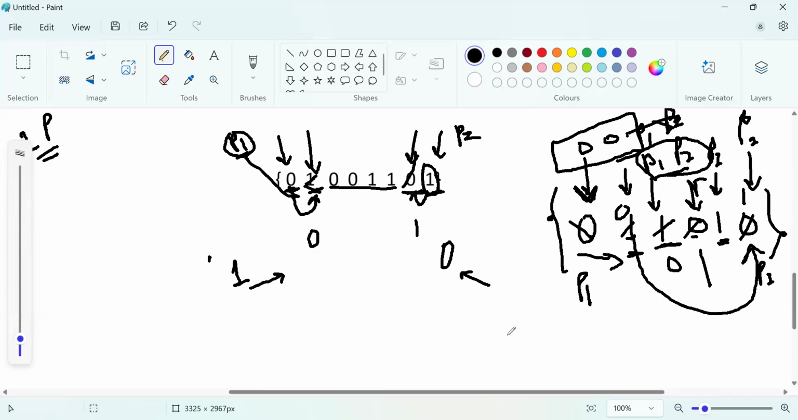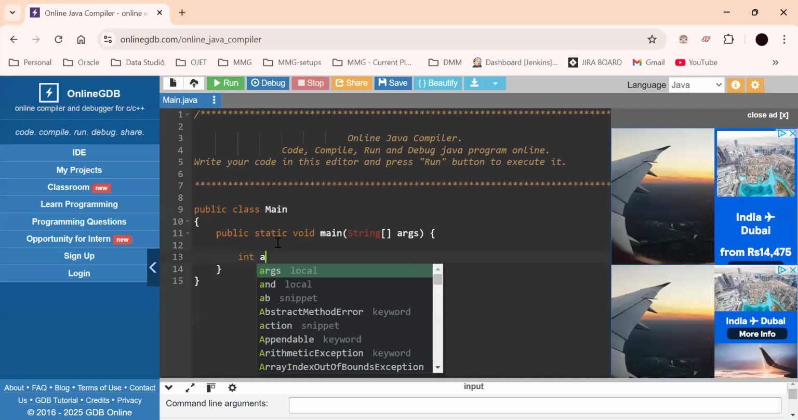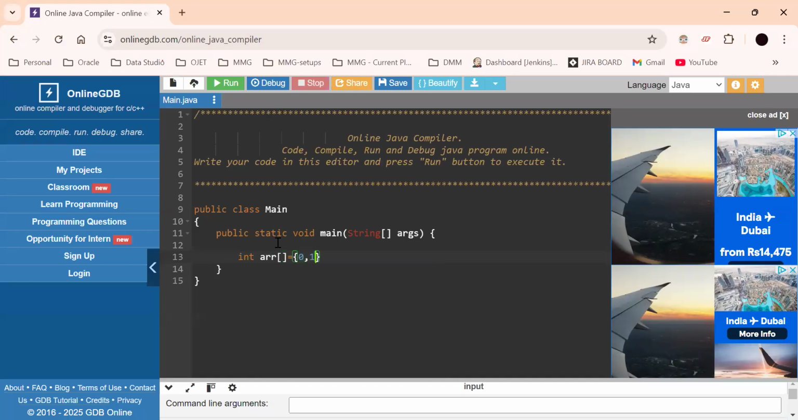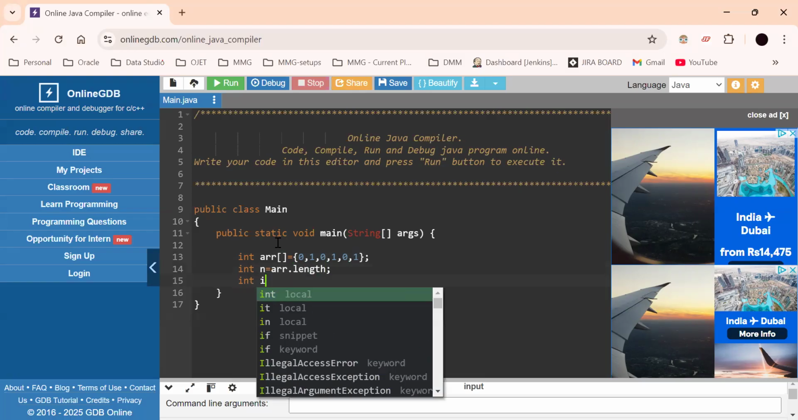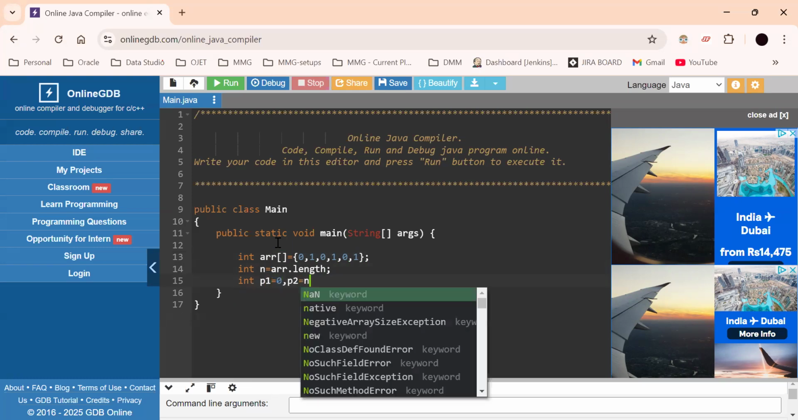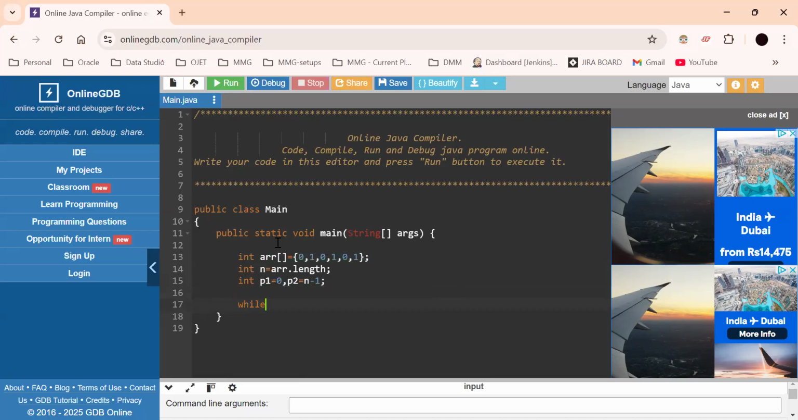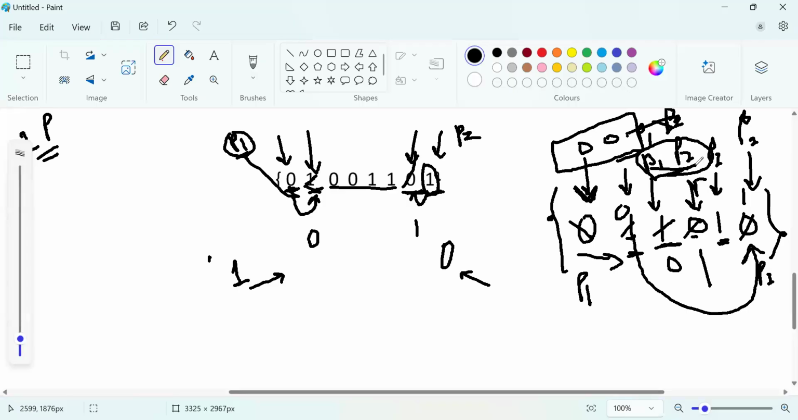Now let's move on to coding, guys. So let's create an array: 0, 1, 0, 1, 0, 1. Okay. Now int n equals array.length, int i equals 0. Let's take pointer 1 equals 0, pointer 2 equals n minus 1. Now I'll use a while loop. Till P1 is less than P2, we will do this process. Once P1 is equal to P2 or greater than P2, we need to stop. We have to stop when they are equal or when they are crossing each other.